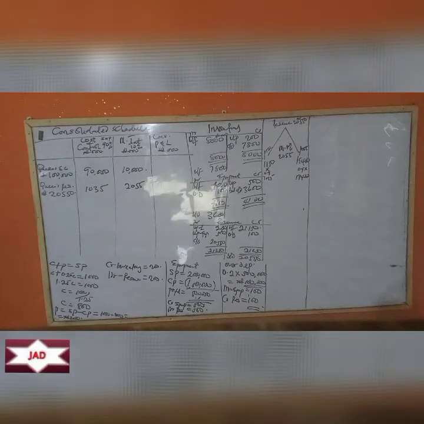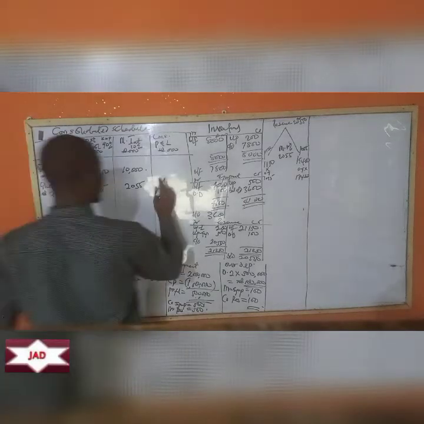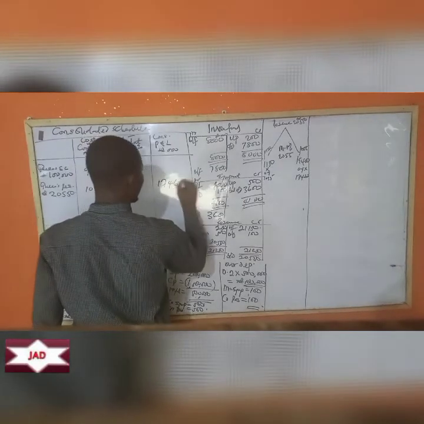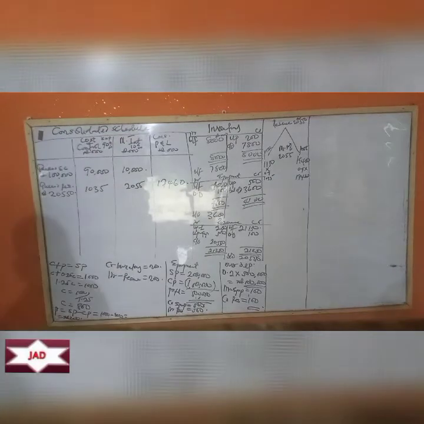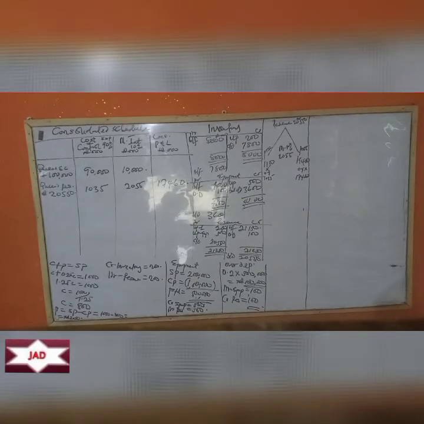So we have 2055 plus 1035 plus 17,460. That's it. So this is 17,460, right? So any other item there? We've done all the adjustments. So what do we have?